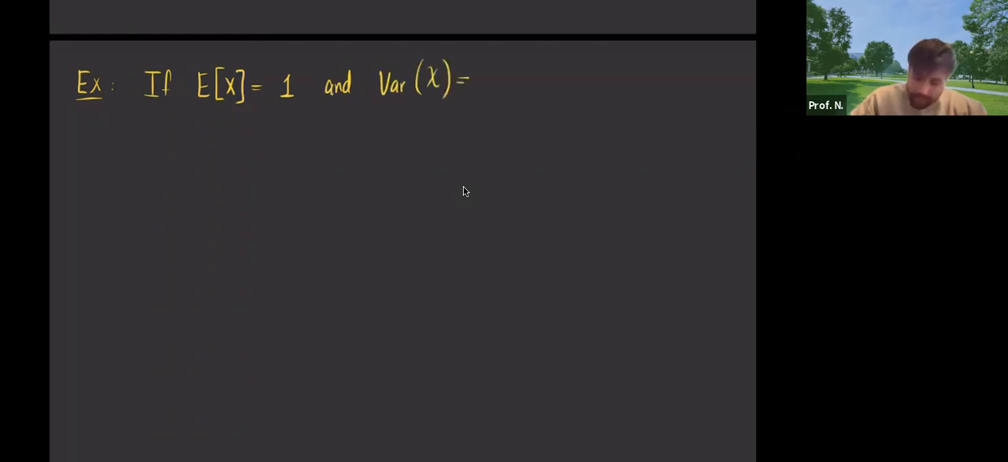Okay, so we're almost there with the Poisson random variable, but I want to do one problem with expected value and variance. So let's do a more concrete example here. If the expected value of a random variable, right? I'm telling you what it is. It's 1. And I'm giving you another quantity. The variance of x is 5. Find the following.